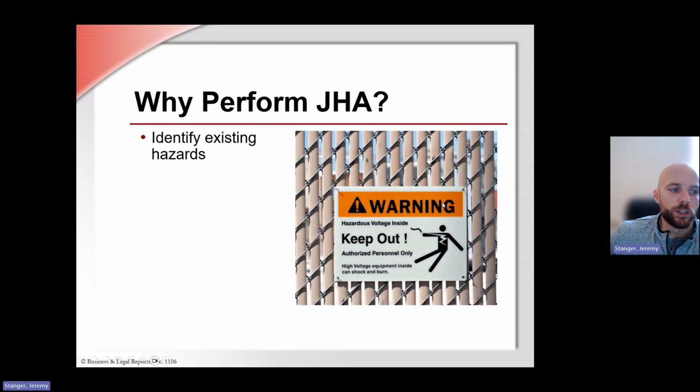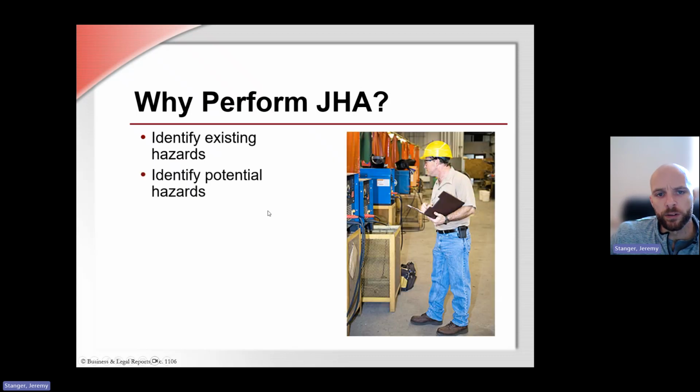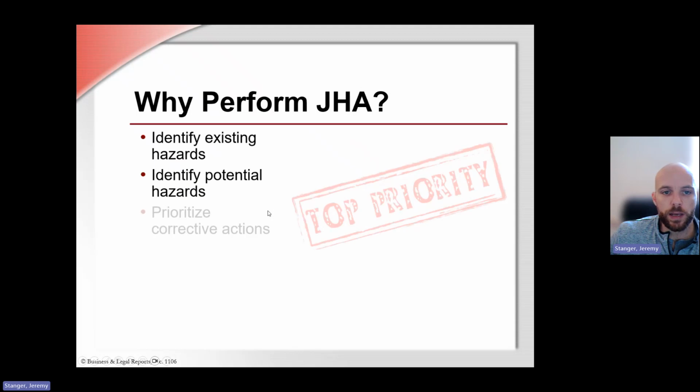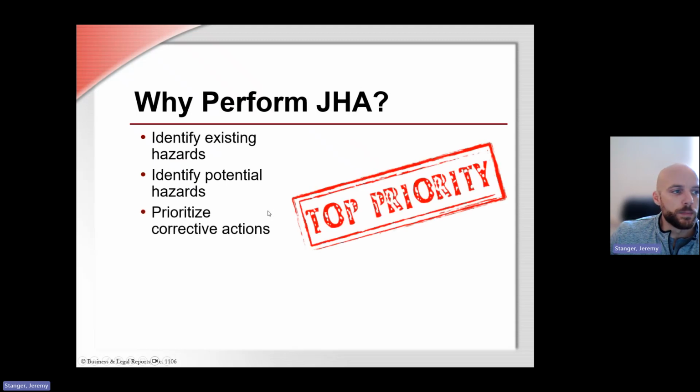So why do we perform a JHA? This is something I'd like to get into a little bit more. Not only are we identifying risks and potential hazards, but with those that we compile in a JHA, we want to prioritize and risk rank our corrective actions based off of data from the JHA. But there's some cost savings in here. There's compliance and regulatory things that we can get out of here.